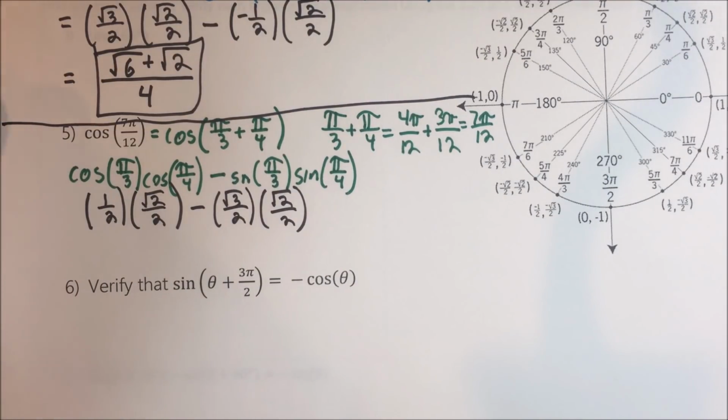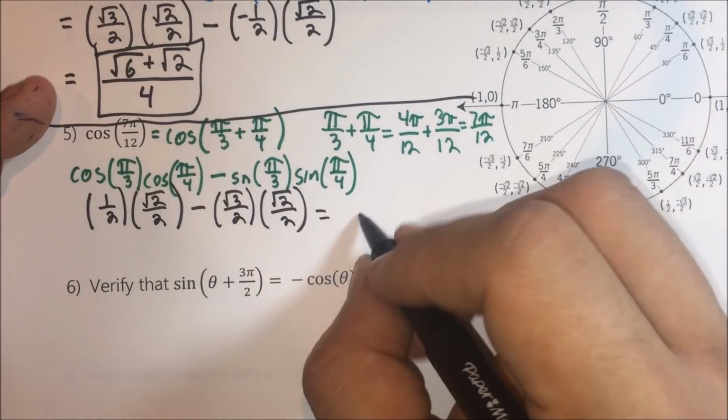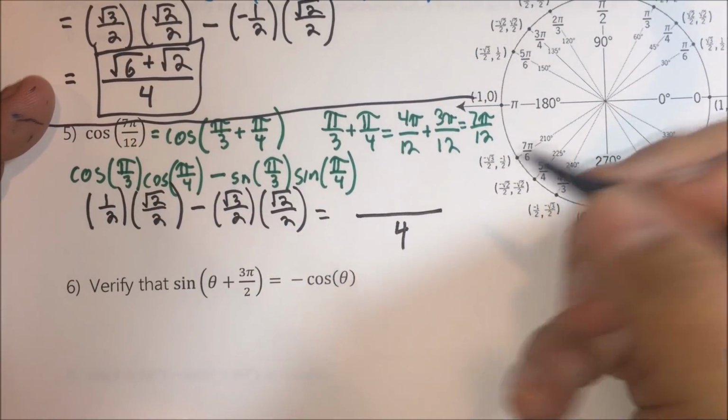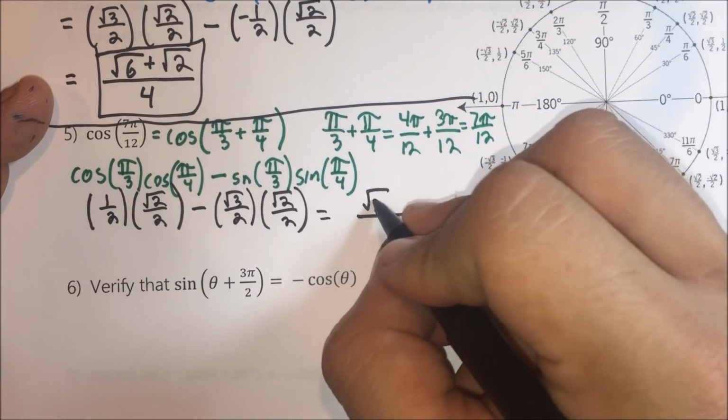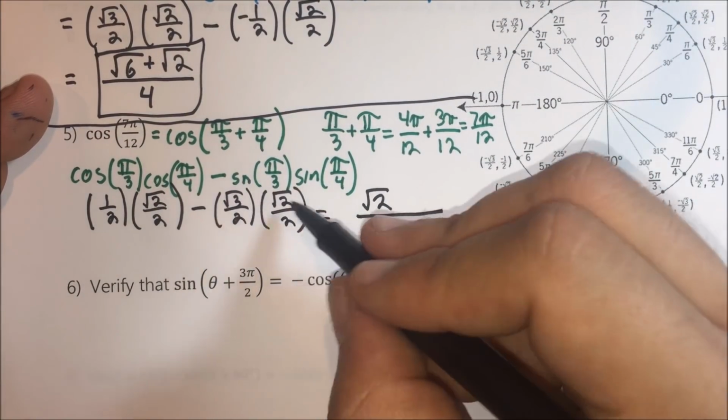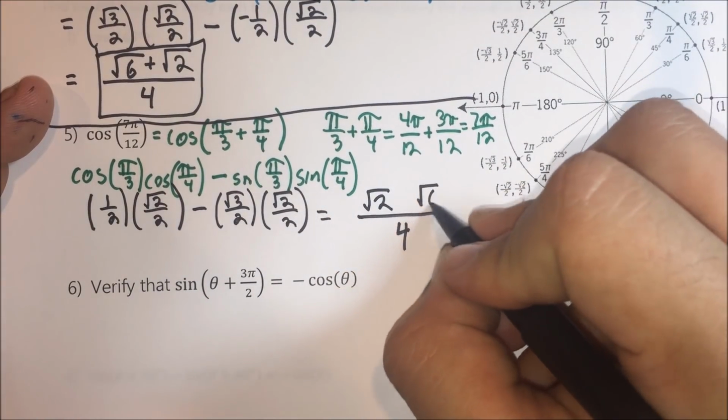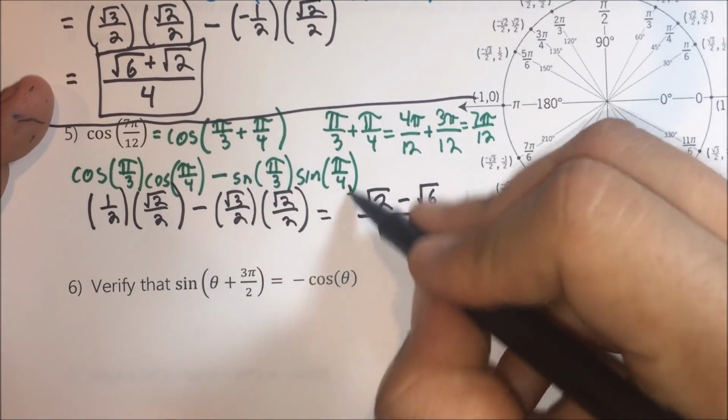Alright, so we just do a little bit of math. Again, common denominator of 4. You'll notice that recurring theme there. 1 times the square root of 2 is just the square root of 2. And then square root of 3 times the square root of 2 is the square root of 6 with a negative in the middle. And that is our answer.